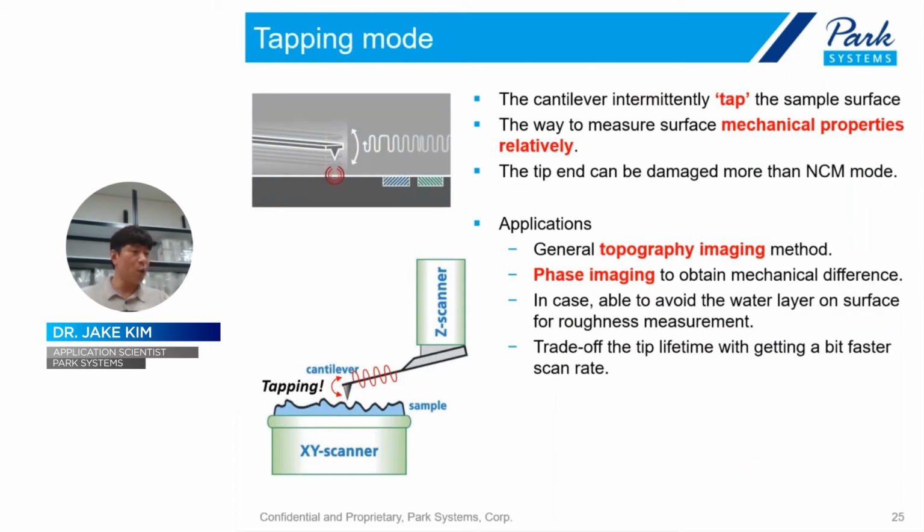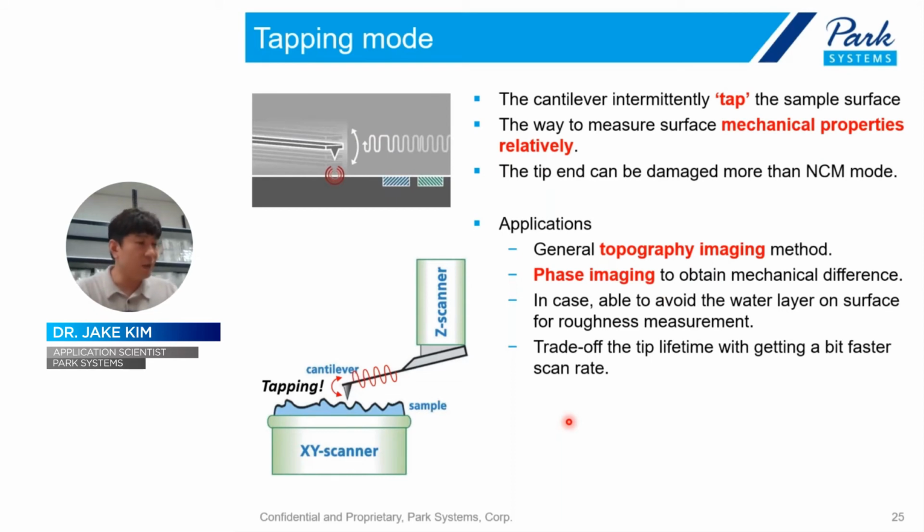And next is tapping mode. This tapping mode is quite similar to non-contact mode, but the difference is the AFM tip physically taps the sample surface. Also, I can say it's physical contact, but tap, tap, tap, tap. So that's why the mode name is tapping mode. The cantilever vibrates very near to the sample surface, and so it intermittently taps the sample surface.